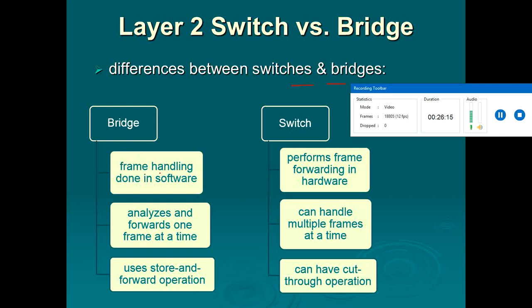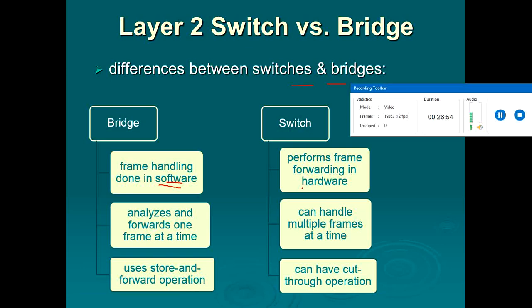In a bridge, the frame handling is done in software, whereas a layer 2 switch performs the address recognition and frame processing functions in hardware. Second, a bridge can typically analyze and forward one frame at a time, whereas a switch can handle multiple frames at a particular time.